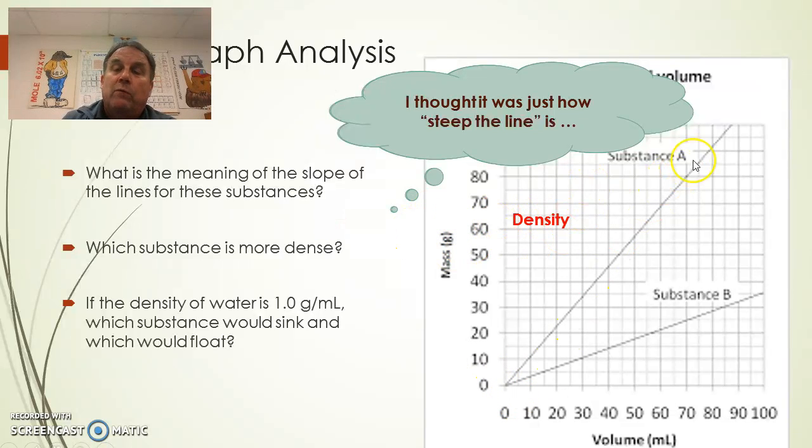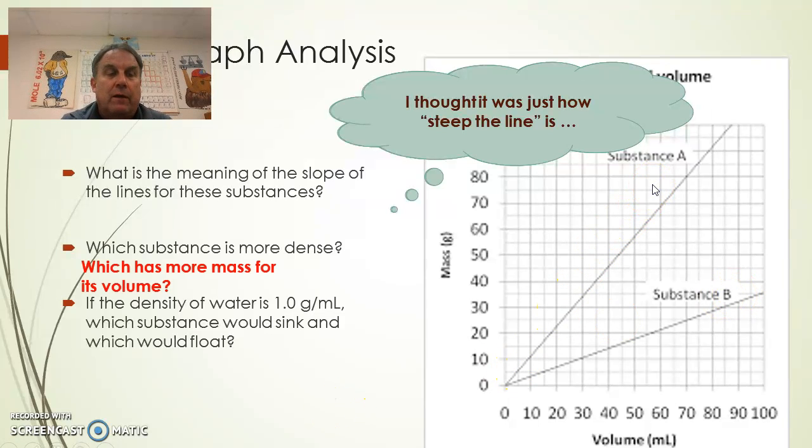So in a very real way, this line represents the density for substance A, and this line represents the density for substance B. So which substance is more dense? Well, which one has a greater density? Substance A's density is 1.1, substance B is 0.34. So clearly substance A is more dense. It has more mass for the same volume. Okay, so if we say volume of 20, there's much greater mass in A than in B.